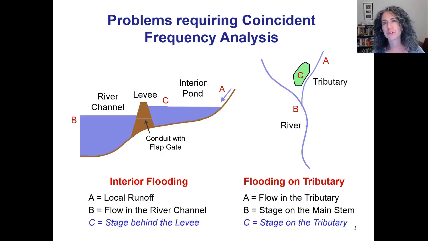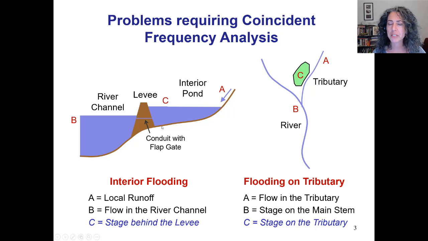So here are some examples of problems that we might use this type of analysis for. These are the two most common. On the left, we have an interior flooding problem. So we've got a levee built along a channel to protect an interior area, but at the same time, it also blocks drainage from the interior area into the channel. So we have to do something about that. And maybe we have a pond at a low area, and we've got some gravity drainage through the levee into the channel. And that drainage is maybe blocked by a flap gate at times when the channel is high, so we don't allow flow back in the opposite direction.